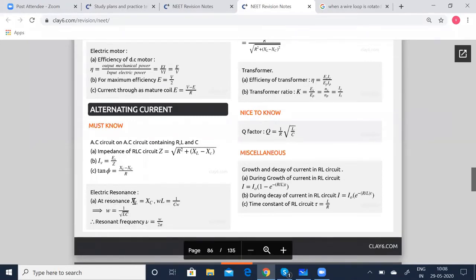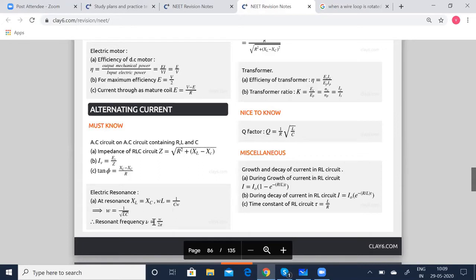Electric resonance: at resonance XL is equal to XC. So in that case omega L will be equal to 1 by C omega, where you can write XL as omega L, where L stands for inductance, and 1 by C omega is for XC. So when they are equal, you can equate these two. Omega L is equal to 1 by C omega, or from this we can cross multiply and get omega squared is equal to 1 by LC, or omega is equal to 1 by root of LC. So this is at resonance.